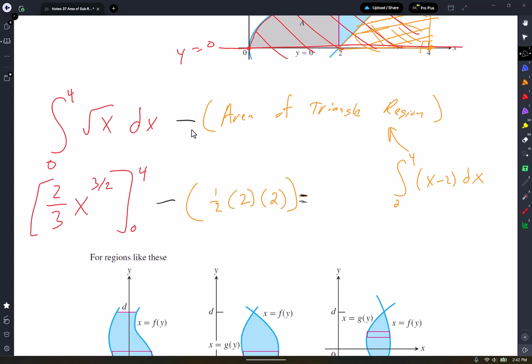And let's see what I get. Ready? I don't care about that 0. Well, I do, but 0 to any power is 0. I do care about that 4. The square root of 4 is 2. 2 to the third power is 8.